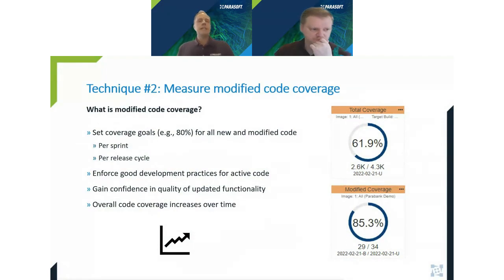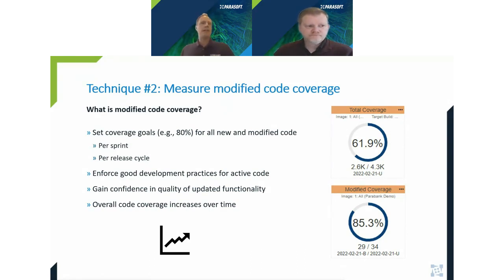All right, so the second technique I want to talk about, one that I get very excited about, and I think is very important to our organization, and I think every development team should use it, is modified code coverage. So what often happens, especially in a legacy application, is you have a lower level of coverage. You might have 40 or 60%.